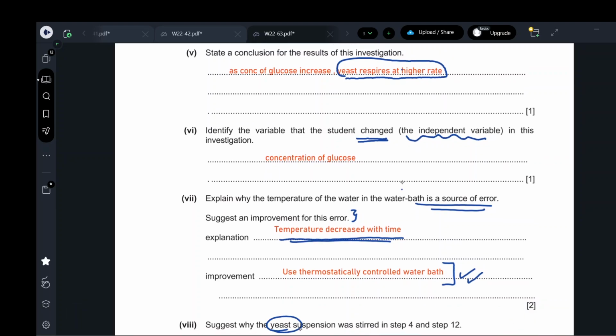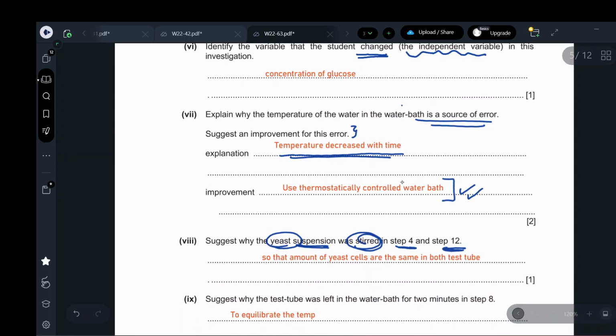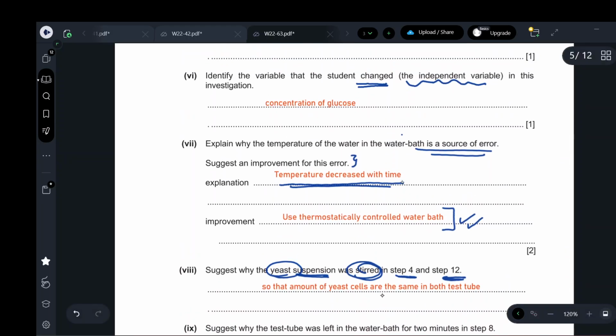Why was the yeast suspension stirred in step 4 and step 12? I just told you, we do the stirring to evenly distribute, okay? Amount of yeast cells are the same in both test tubes. I'm doing the stirring to evenly distribute the yeast over all the test tube. And to avoid settling down. I do not want it to settle down.